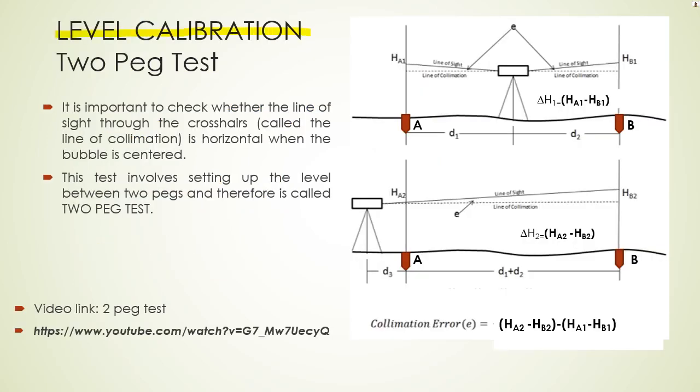Now, let's look at a very basic test to eliminate the error if it exists in the instrument. It is a two-peg test. We are going to check if the line of collimation is horizontal or not. That is the purpose of the two-peg test. This test involves setting up the level between two pegs, and that's why it's named the two-peg test.